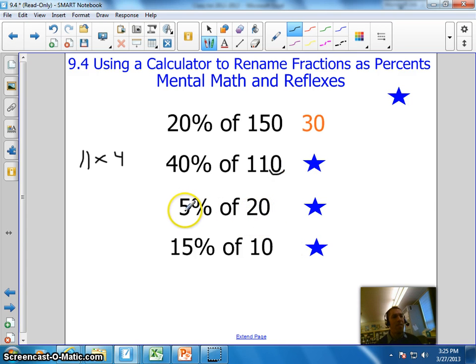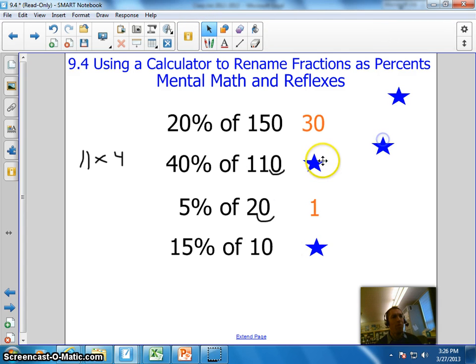This one, we have 5%. Well, do we know what 10% of 20 is? Sure, 10% of 20 is 2. So 5 is half of 2. So 5% of 20 would be 1. And right here, the answer was 44. Remember, 11 times 4. And here, 15%. Well, we know 10% is 1. And half of 10% is a half, so it should be 1.5.